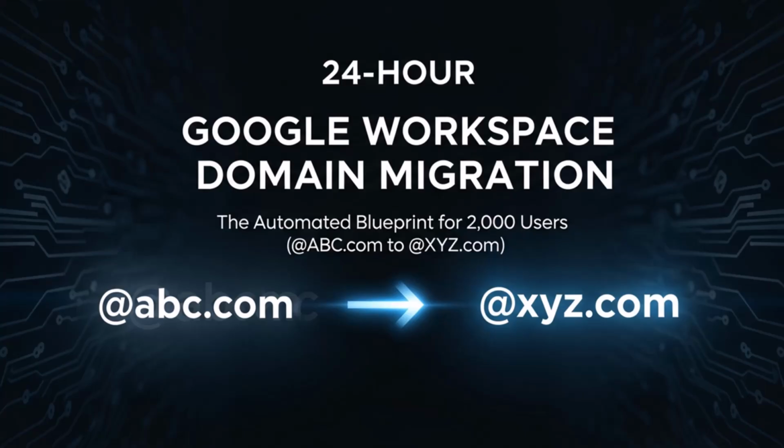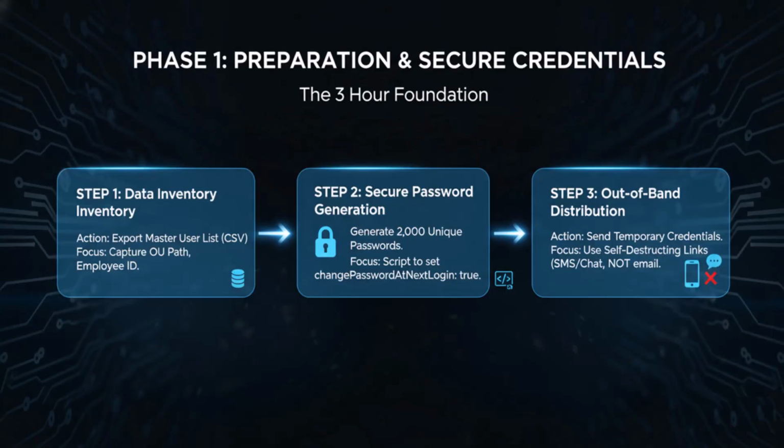You need a blueprint. Today, I'm breaking down the three-phase plan that let us transition seamlessly from @abc.com to @xyz.com using automation and zero compromise. Phase 1, Data and Security. The success depends on meticulous pre-work.